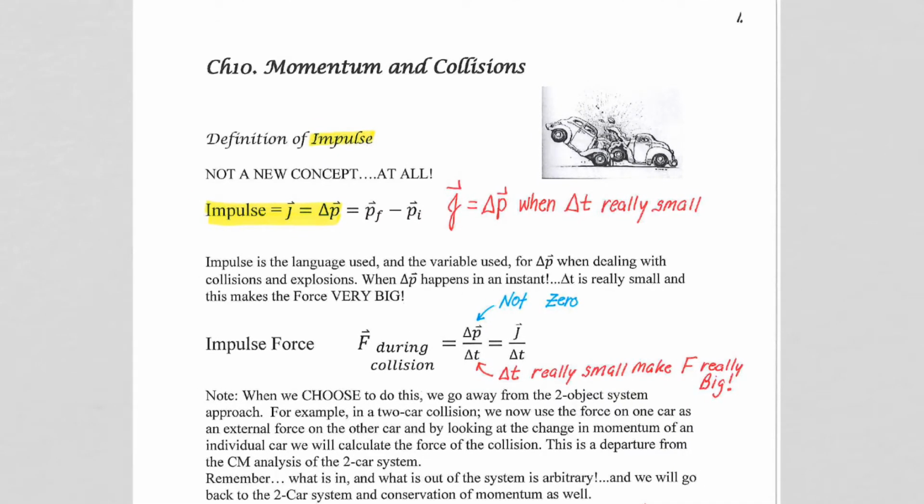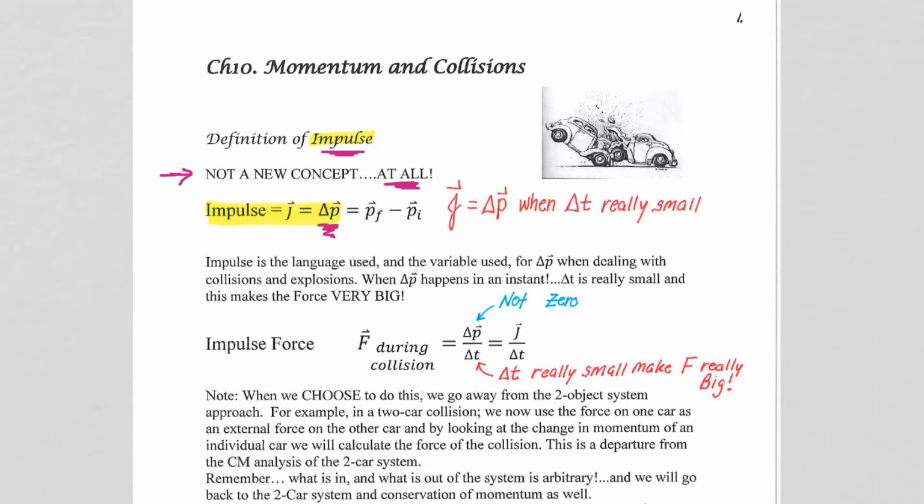So we are going to look at what the definition of impulse is in physics. And the one thing I need you to keep in mind right from the start is that impulse is a new word for us and a new definition, but it is not a new concept at all. Impulse in physics is delta P. So anytime you see the word impulse in a question, you can put a line through it and write delta P above it, because that's what it's asking you to calculate.